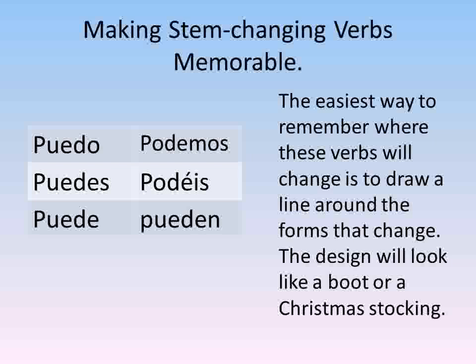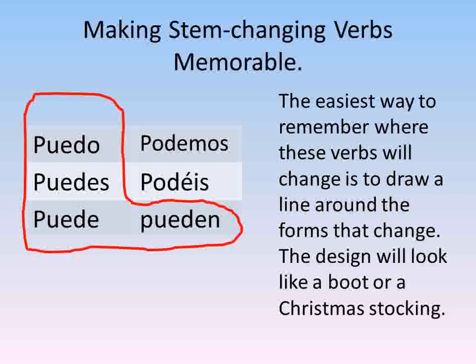I think it's important that we make the stem-changing verbs memorable. The easiest way to remember which forms change and which ones don't is to draw a line around the forms that change. When you do this, you notice the line looks like a boot or a Christmas stocking. I like to say it's a Christmas stocking, and only those inside the stocking received presents, so they're the only ones that can change. If you're outside the stocking, you didn't receive any gifts. Therefore, you have no new clothes to change into.